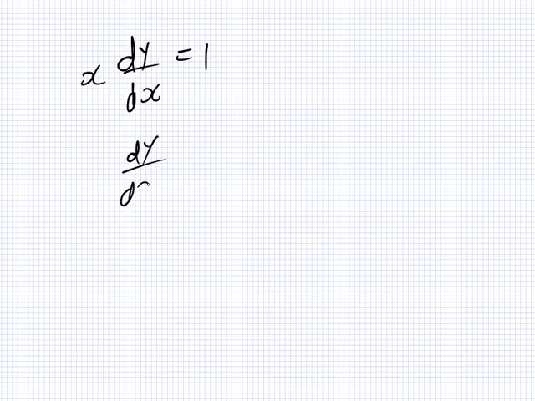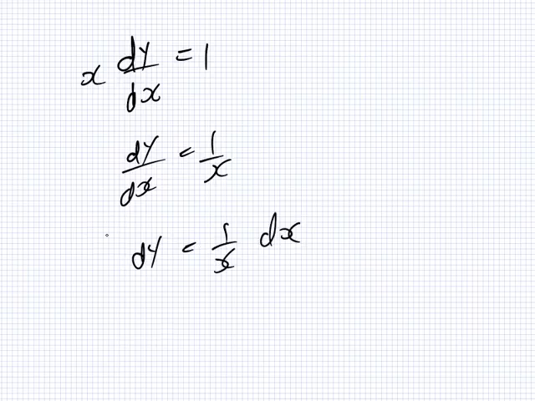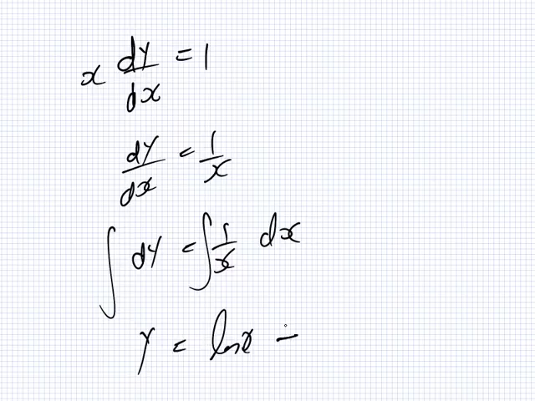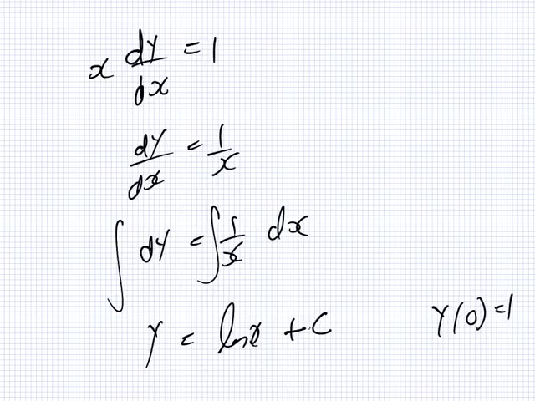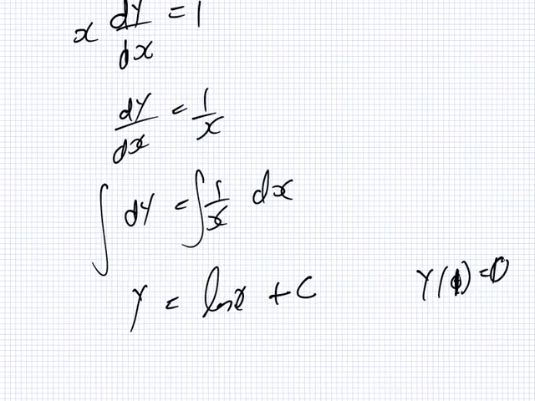Is this one okay, number 4? Can we have a look at it? So what do we need to do first? Divide by x. So you get dy/dx equals 1 over x. So dy equals 1 over x dx. So then we integrate, and what do we get? y equals log x plus c. Now y(0) equals 1. No, y(1) equals 0. And this makes c equal to 0.